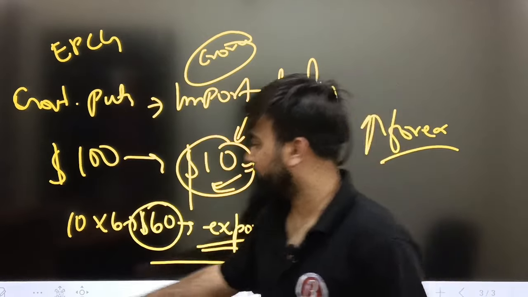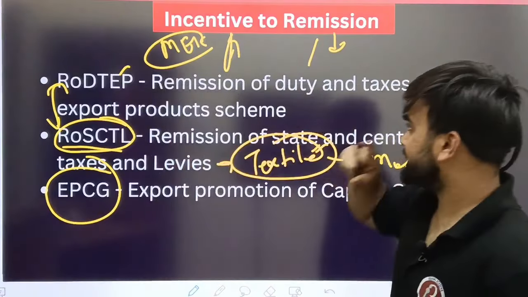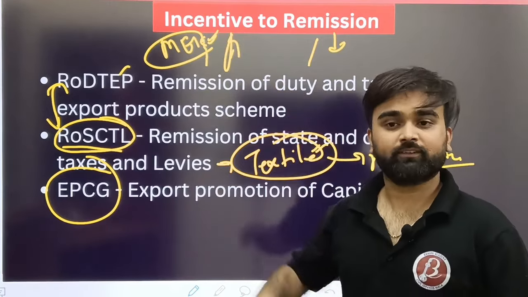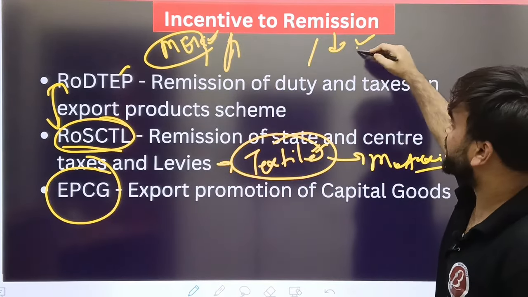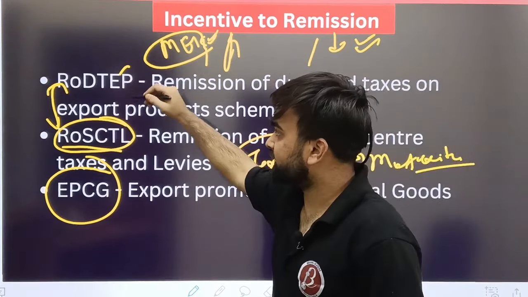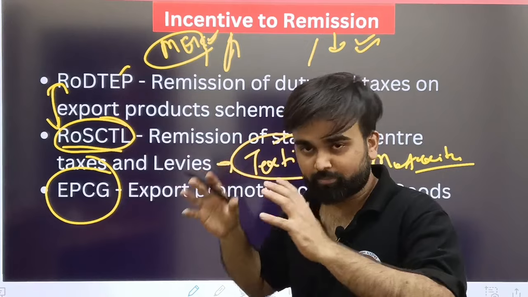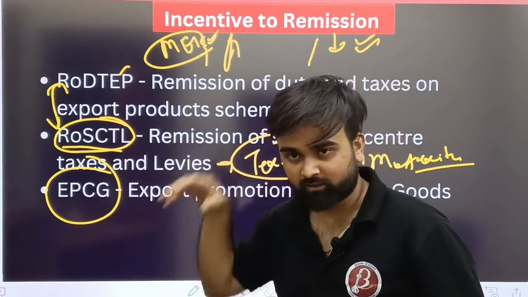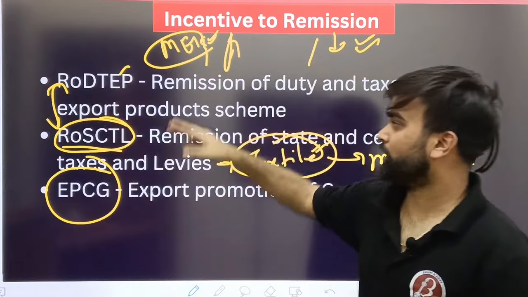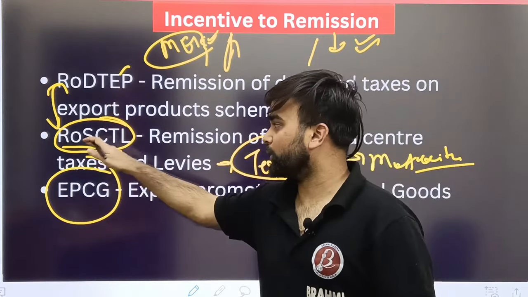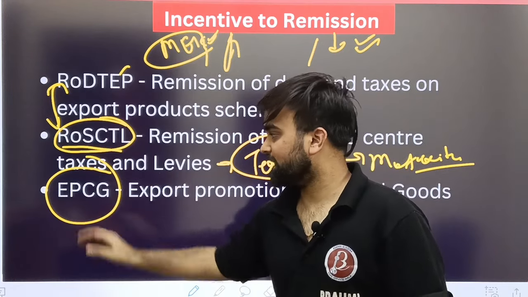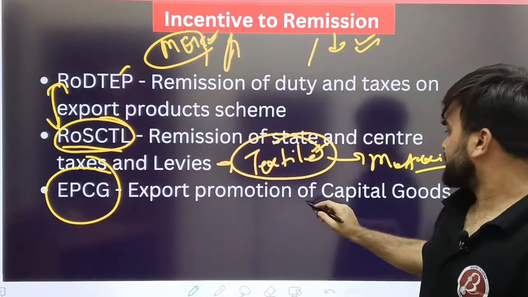So in this way, what the government is trying to ensure, these are the three schemes from incentives. Earlier we used to give the MEIS scheme, wherein we used to give incentives to them. Now we have gone to remission, where we are trying to reduce all of these things. So please keep these in mind. These three schemes are important. Just keep their names; you need not get into all the details. The important ones are RODTEP, remission of duties and taxes on exported products. Second, ROSCTL, remission of state and central taxes and levies. And EPCG, export promotion of capital goods scheme.